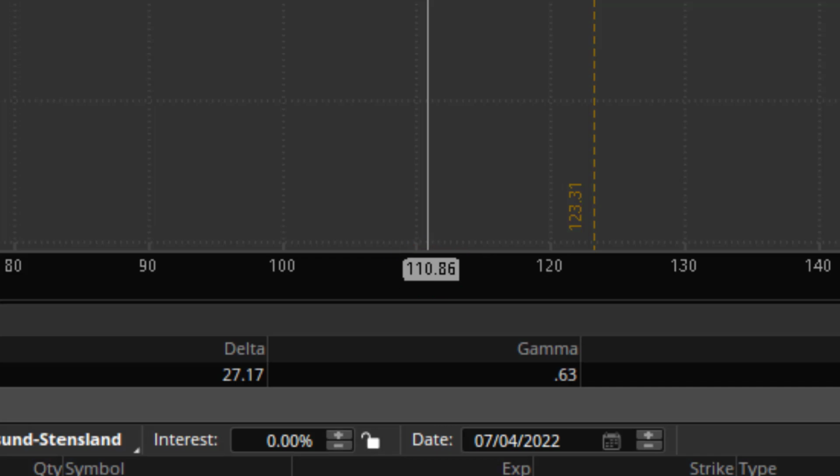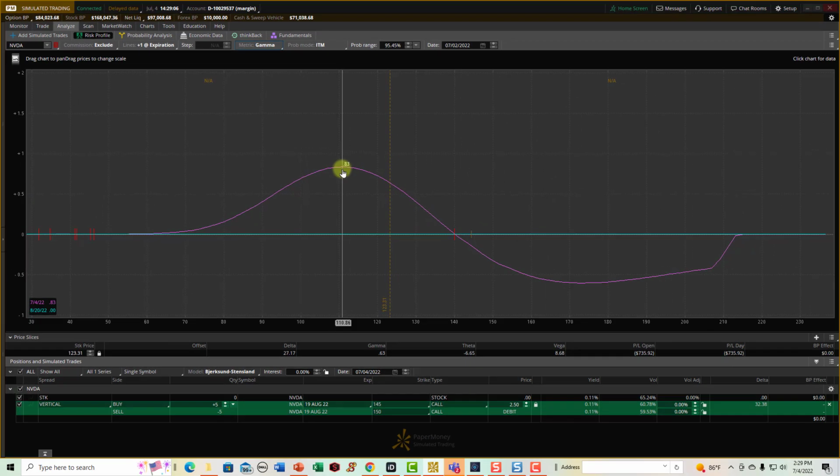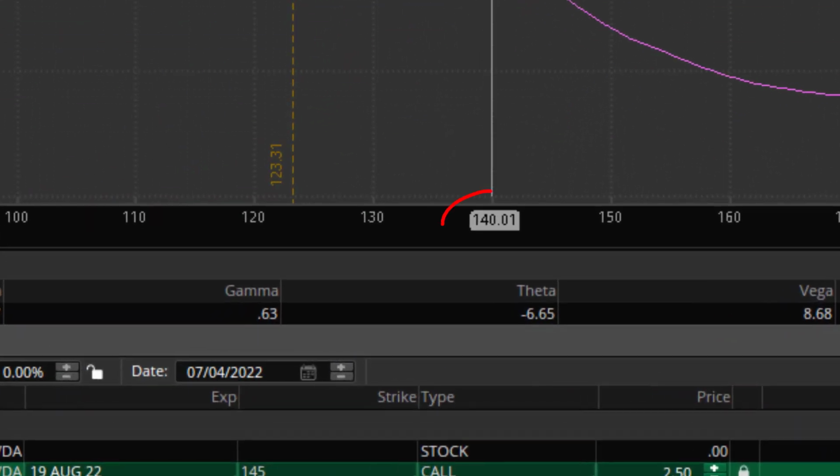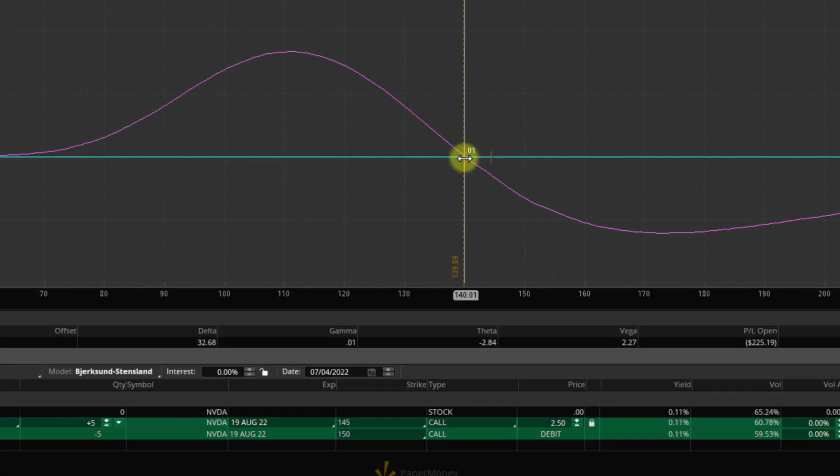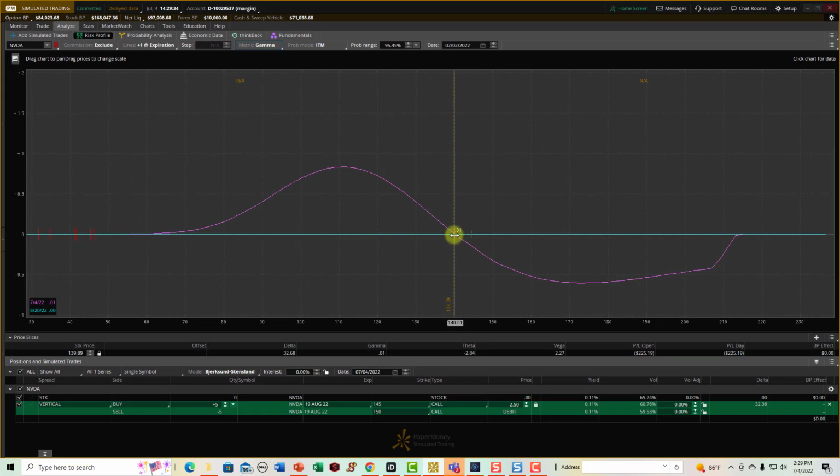Now, where will it turn from positive to negative? Well, that's where this pink line crosses the blue, and that looks like it lines up at about 140. So if the stock price rises above 140 today, we're going to flip into negative gamma.